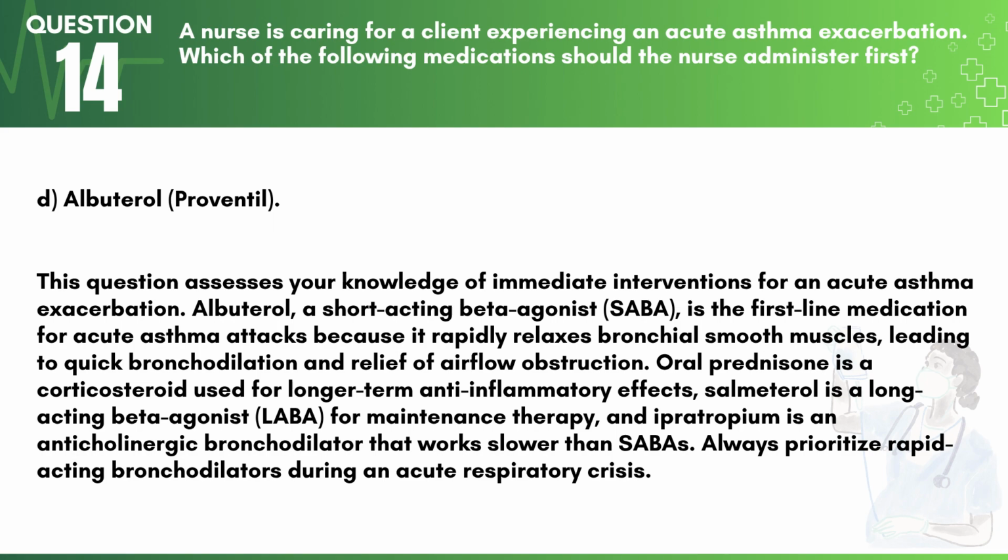Oral prednisone is a corticosteroid used for longer-term anti-inflammatory effects. Salmeterol is a long-acting beta agonist, LABA, for maintenance therapy, and ipratropium is an anticholinergic bronchodilator that works slower than SABAs. Always prioritize rapid-acting bronchodilators during an acute respiratory crisis.